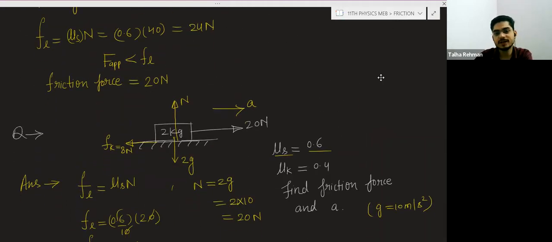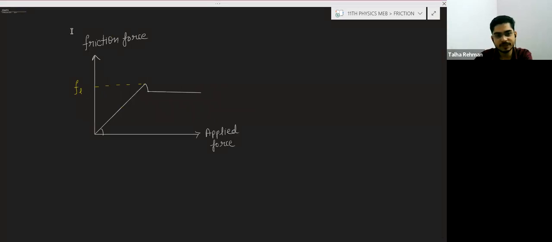After that, there is a graph between the friction force and the applied force. This is a very simple graph. I will explain this with the help of this. Suppose this is a block of mass M, and for this surface the limiting friction force is FL. Suppose I have applied a force F1 on this mass, and this mass is not moving. So in that case, the friction force will be the applied force F1.